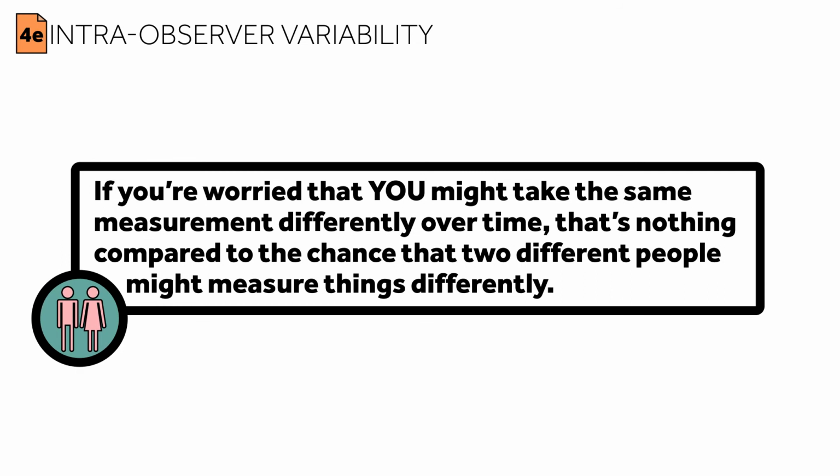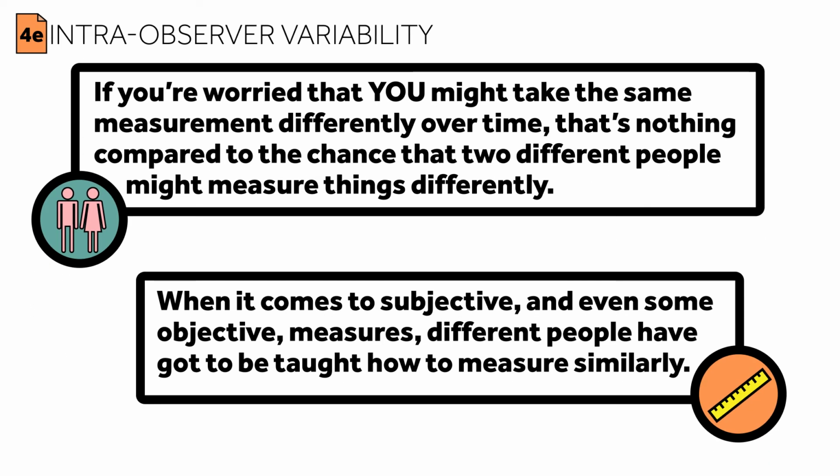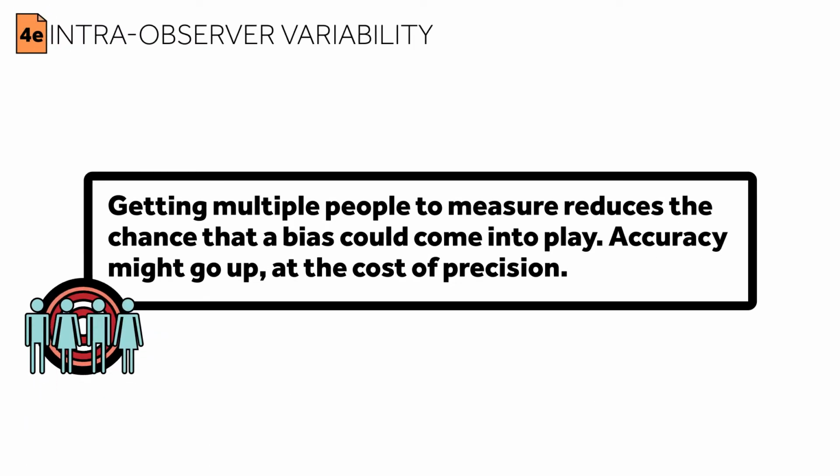That can bring up another type of variability, though. Inter-observer variability. Because if you're worried that you yourself might take the same measurement differently over time, that's nothing compared to the chance that 2 different people might measure things differently. When it comes to subjective and even some objective measures, different people have got to be taught how to measure similarly. Of course, you could get all the measurements to be done by one person. You're more likely to get precision that way. But that might limit accuracy. Getting multiple people to measure reduces the chance that a bias could come into play. Accuracy might go up at the cost of precision.